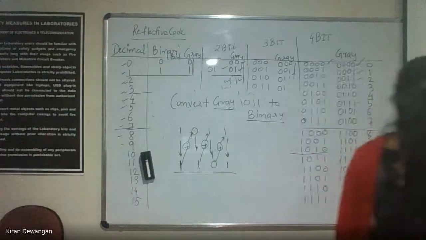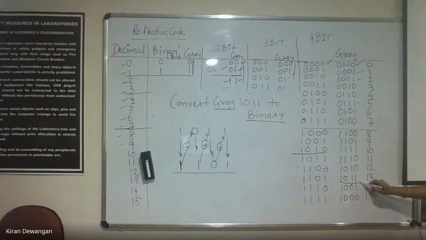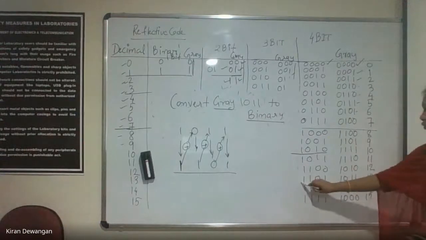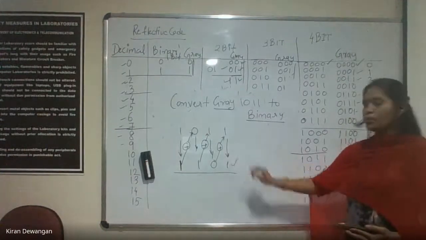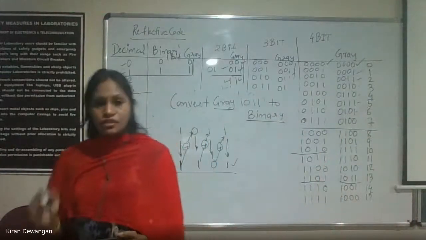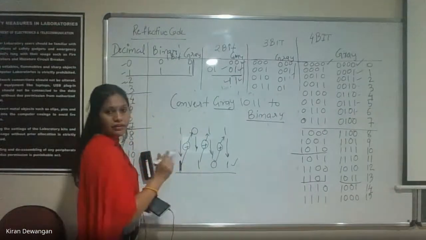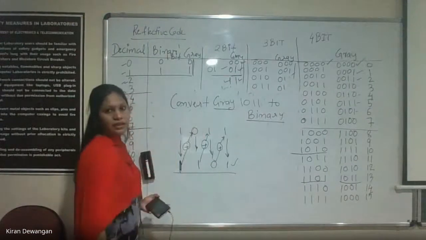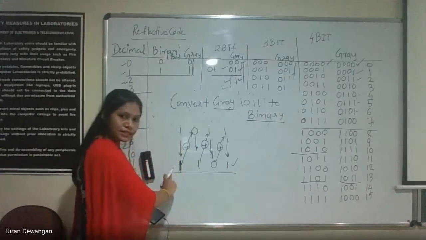1 0 1 1 कहाँ पर आ रहा है? This one. This was our 1 0 1 1 and the binary was 1 1 0 1. That is what we are getting. हम यहाँ पे क्या कर रहे हैं? We are XORing the binary bit with the next gray code bit. Clear? यहाँ पर first one तो as it is आ जाएगा.